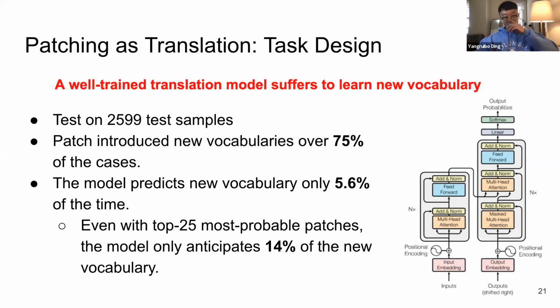To check how the model actually performs in reality, we implemented a vanilla transformer model. We evaluated the well-trained model on the test samples, in which 75% of the cases introduce new vocabulary, but the model can only predict 5.6% of the cases, which is way lower than the ground truth. To further study the model's capacity in learning the variance and breaking the ambiguity, we also tried allowing the model to beam search across the top 25 most probable patches, but it can still only anticipate 14% of the required new vocabulary.